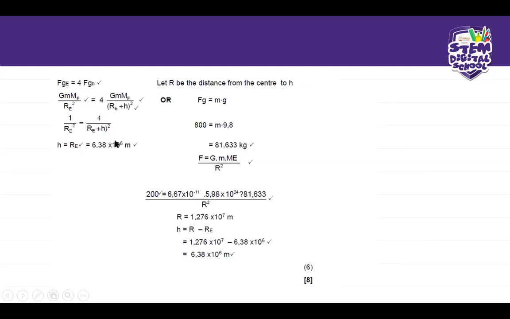Okay, so once you have that, then you are done. You've got all that you need because you do have your RE. You can cross multiply them to each other, and our H will be 6.38 times 10 to the power of 6 meters. Okay.